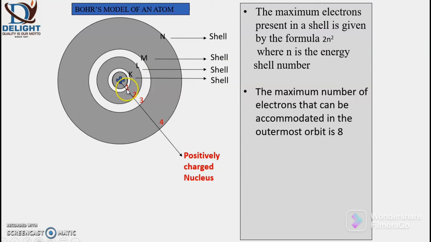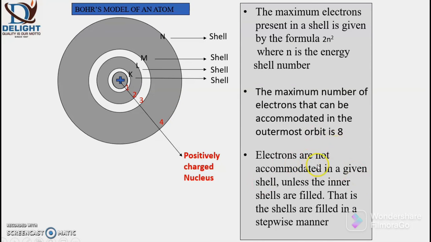In the structure of the atom, the first shell accommodates 2 electrons. Similarly, if we put the value for the subsequent shells like 2, 3 and 4, we will get the number of electrons that can be accommodated in that particular shell. So the maximum number of electrons that can be accommodated in the outermost shell is 8. Only 8. Not more than 8.